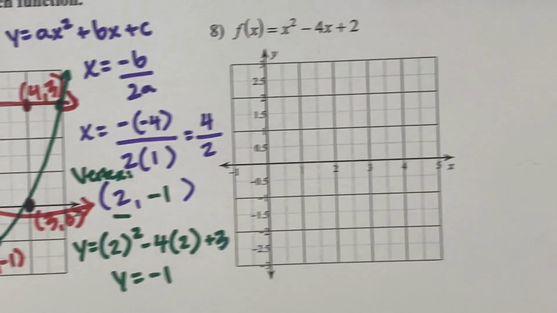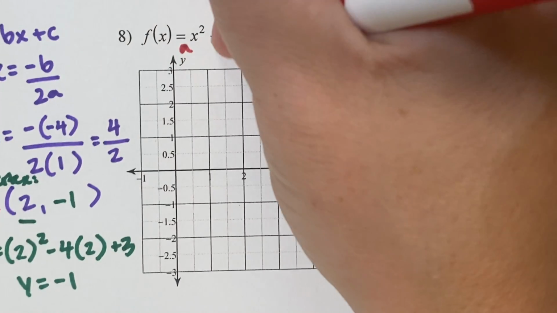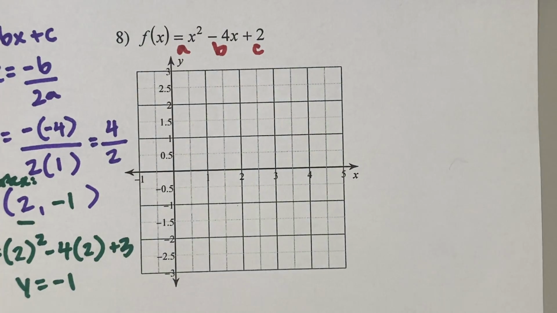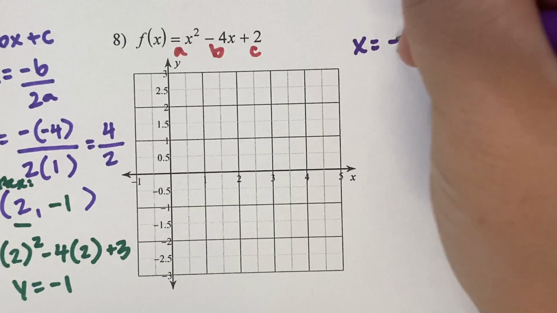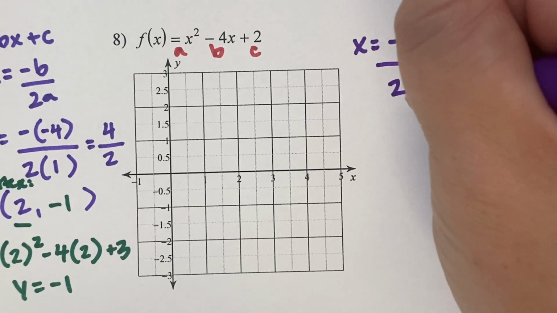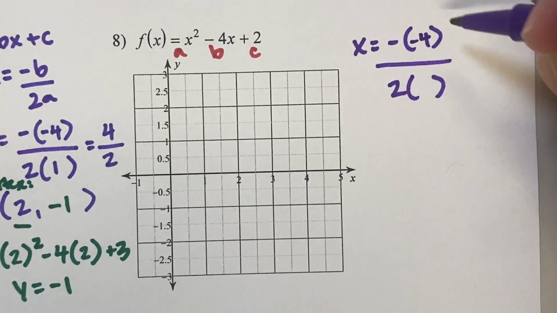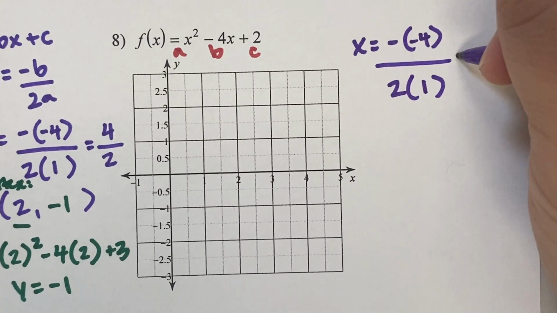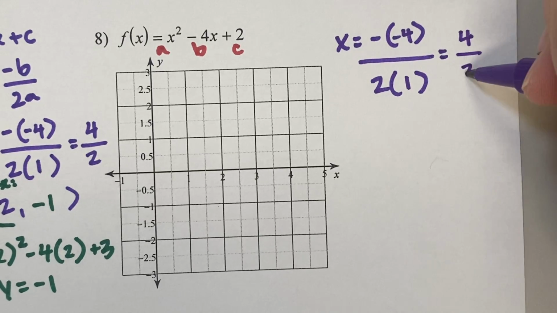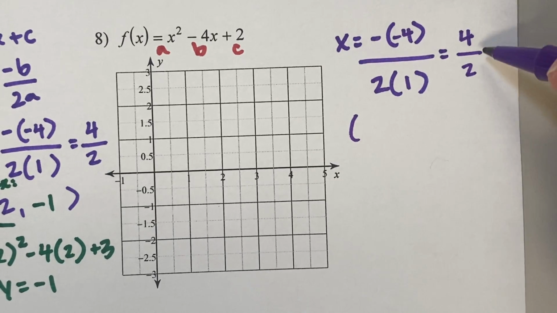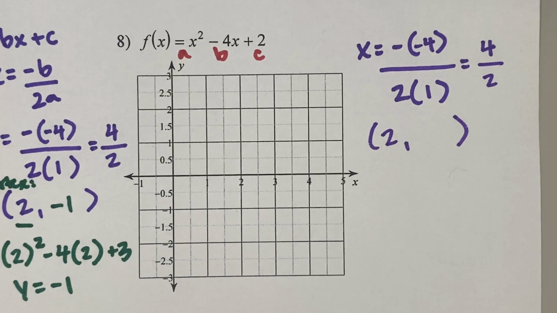Let's try that again. The first thing we need to do is identify a, b, and c so that we can plug them in to find our vertex. So x is equal to negative b over 2 times a. My b in this case is negative 4, a is positive 1. Again, the double negative turns into a positive. 2 times 1 is just 2. 4 divided by 2 is 2. So the x part of our vertex is positive 2.